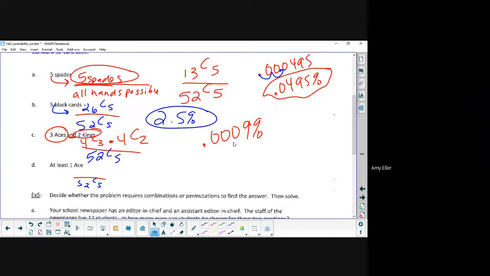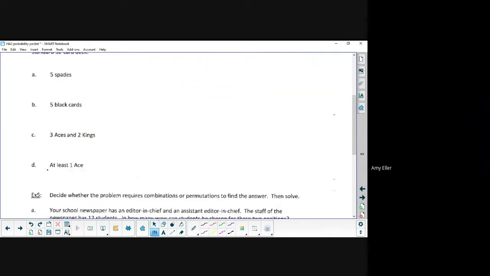There's a long way and a short way to do this. At least 1 ace means I could have 1 ace or 2 aces or 3 aces or 4 aces. That's a lot of calculations. So I would prefer we do it this way. Instead of doing 1 or 2 or 3 or 4 aces, why don't we do the opposite? What's the opposite of having 1 or 2 or 3 or 4 aces? Having no aces. So think of it this way. This is the same as 1 minus the probability of no aces.